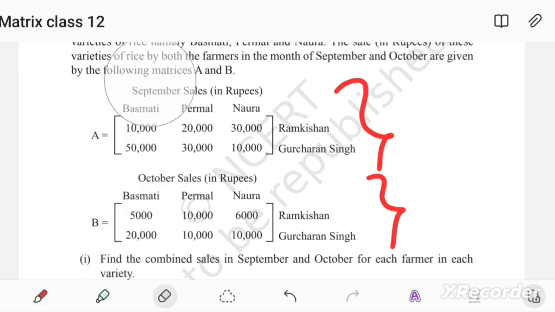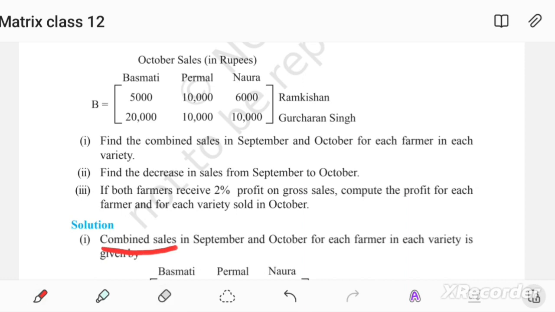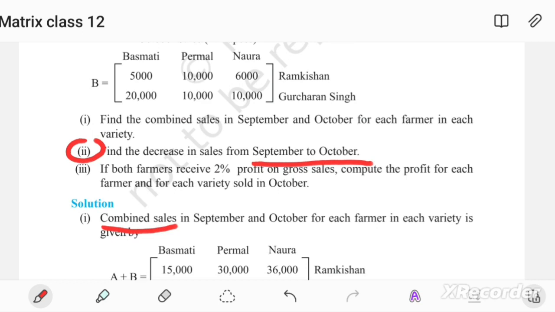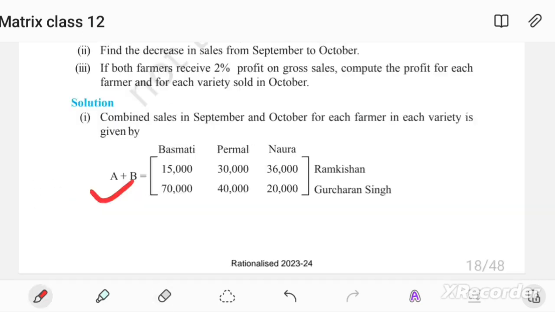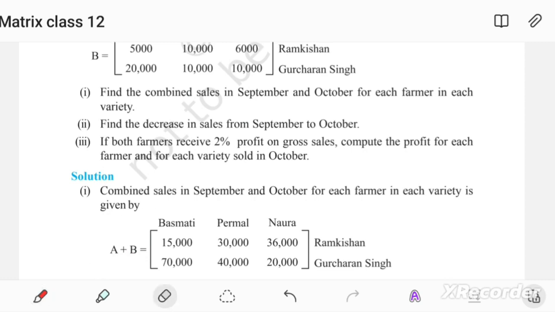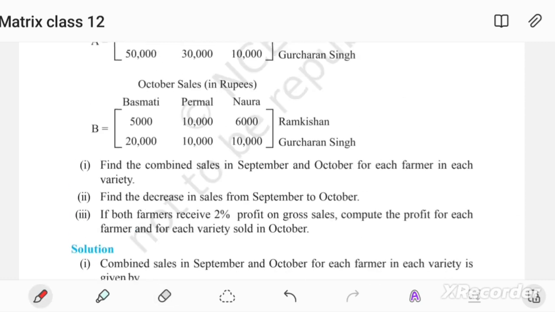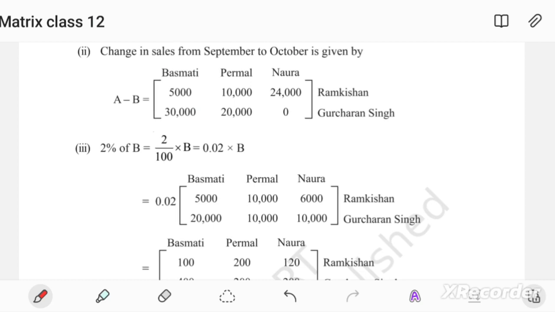That's it. Now the second part which is asked here is to find the decrease in the sales from September to October. We have to find how much the sale has decreased. This is basically to find the difference in the sale of the two months. So since it is a difference, we will simply subtract them, right? This is the difference of the sale.